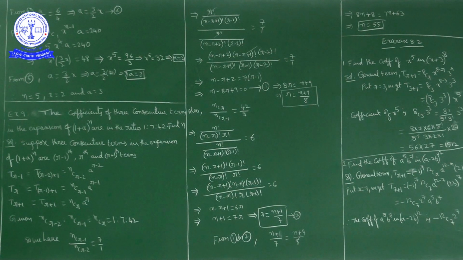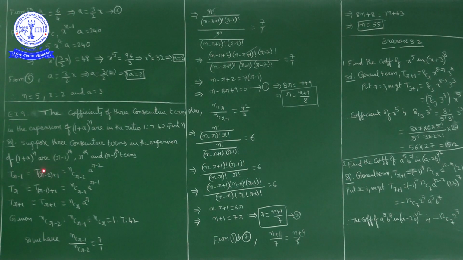Consider three consecutive terms in the expansion of (1 + a)^n: the (r-1)th term, the rth term and the (r+1)th term. So for the (r-1)th term, T_(r-1), what can we write? T_(r-2+1). I am writing it in the T_(r+1) form.